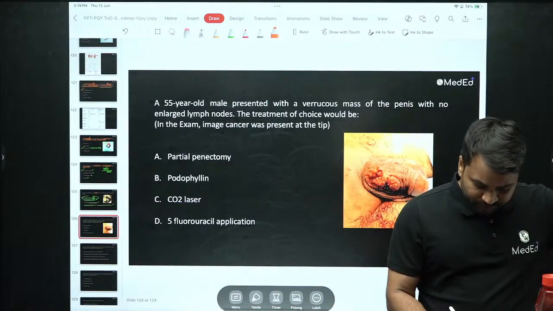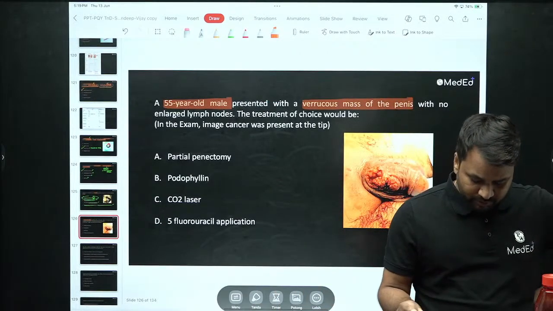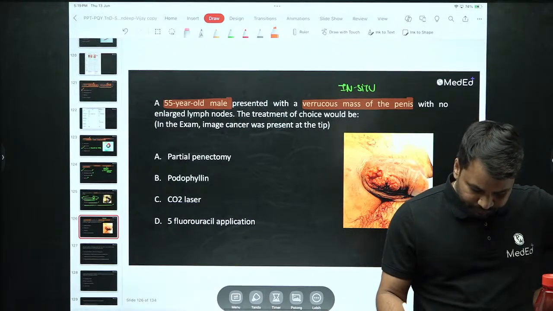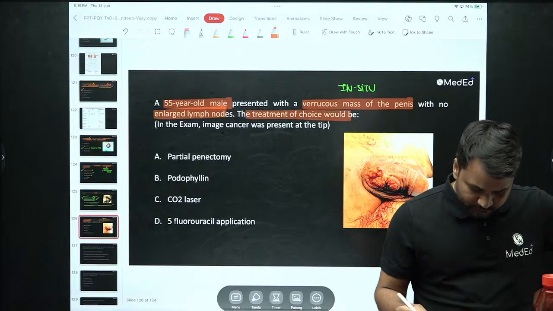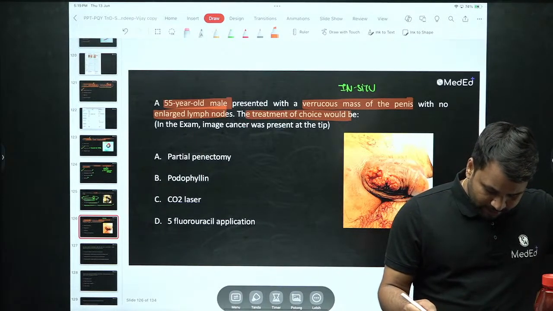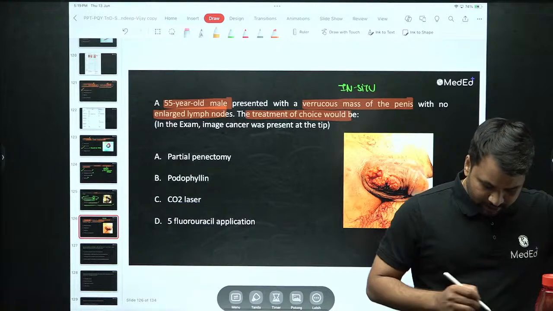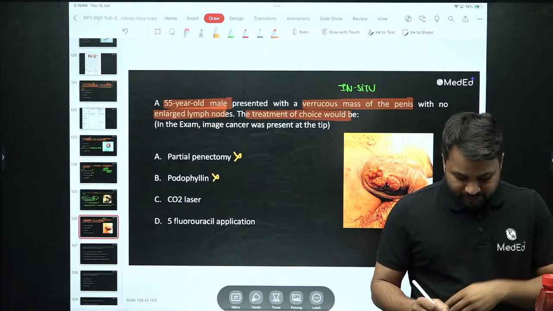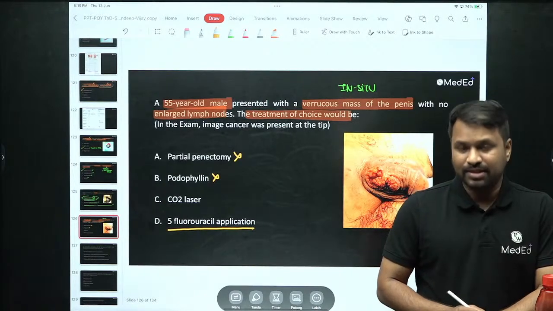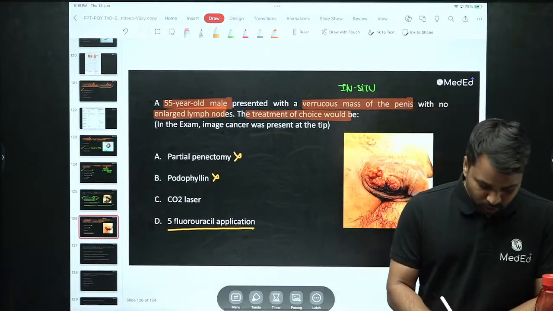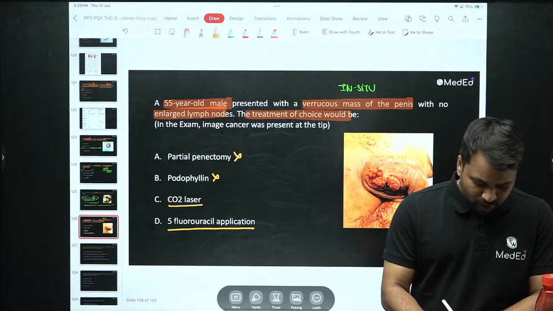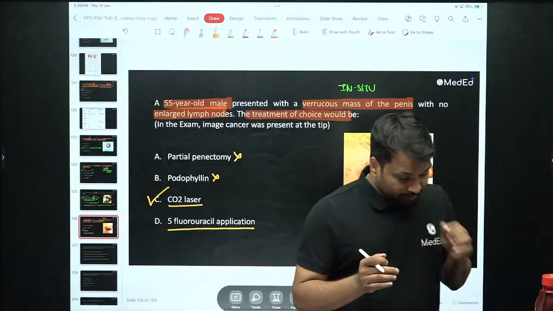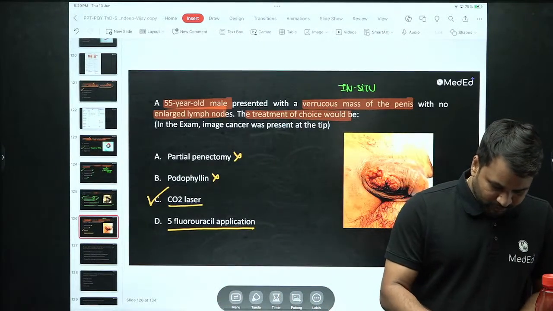Okay. Now, a 55-year-old male, verrucous mass of the penis. Verrucous is nothing but an in situ malignancy, which is considered here. With no enlarged lymph node, the treatment of choice. Whenever there is an in situ malignancy, you don't need to go with partial penectomy or podophyllin. You can give topical 5-fluorouracil with laser ablation. There is a carbon dioxide laser. Out of these two, a better option would be a carbon dioxide laser. Partial penectomy is done. Achha, this is okay, if you have a doubt.